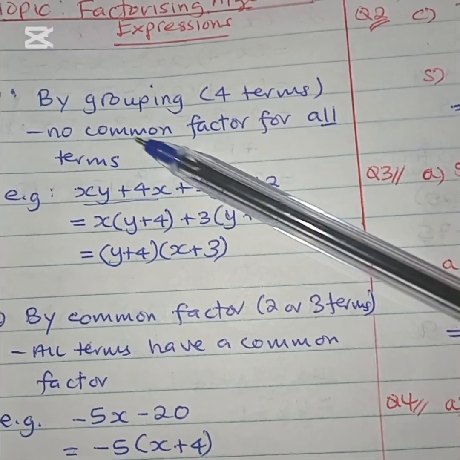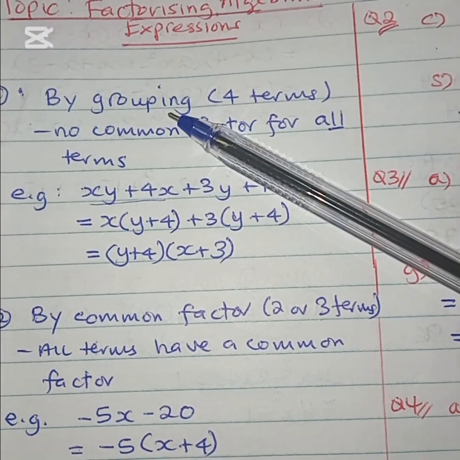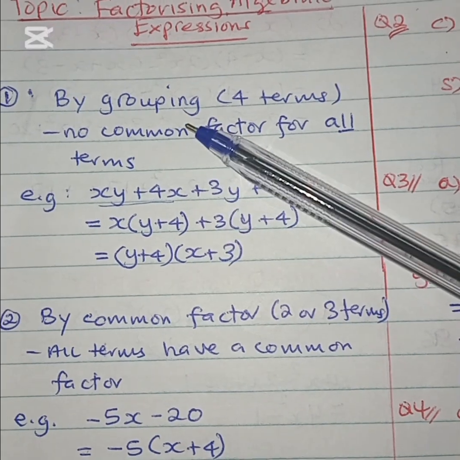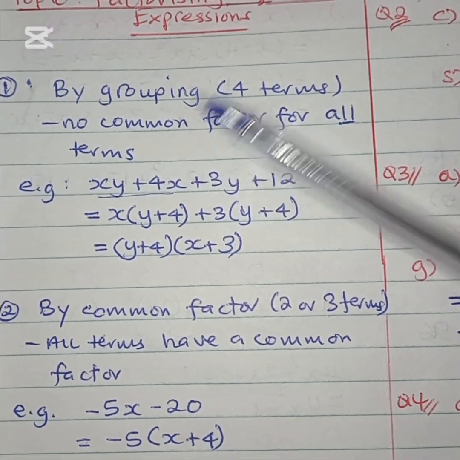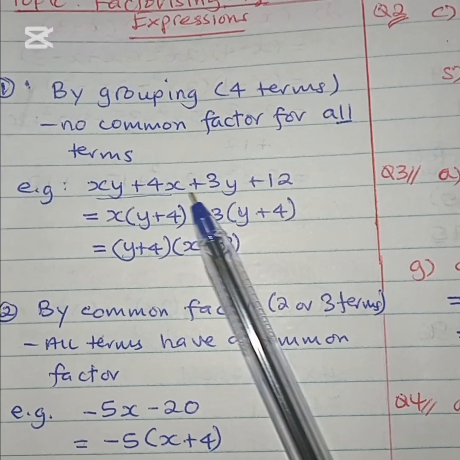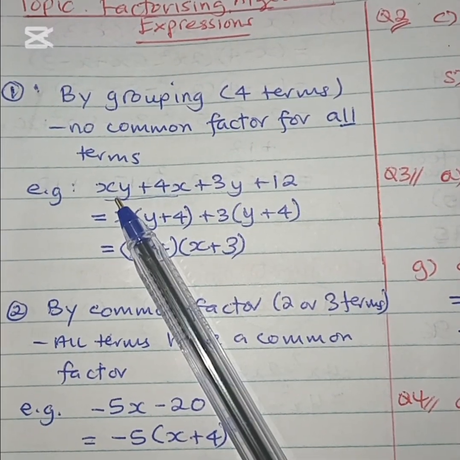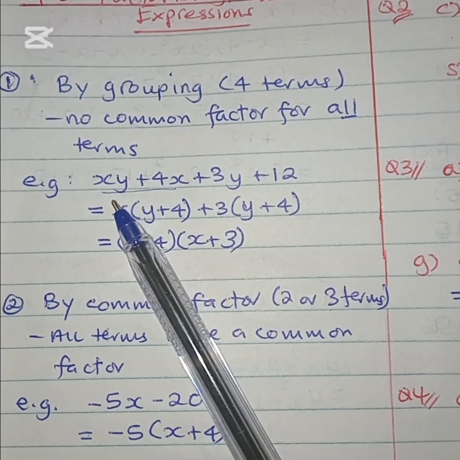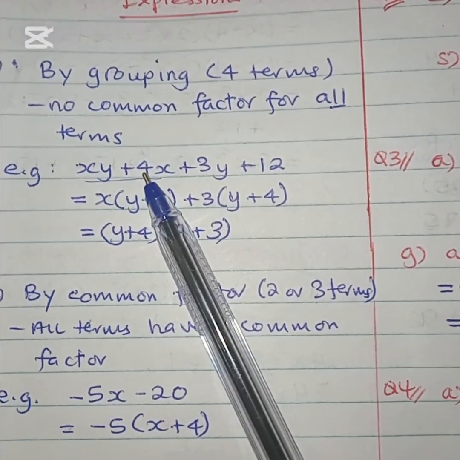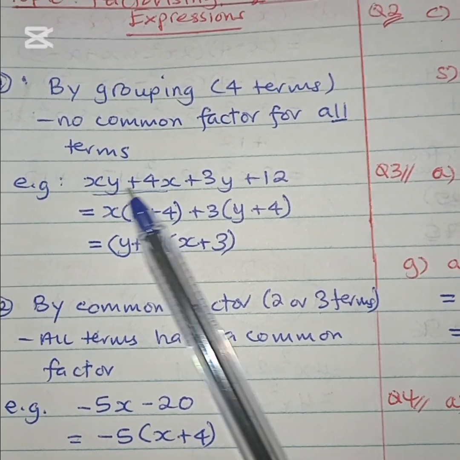When there is no common factor for all the four terms, what to do is you group them into ones that have common factors and then you factorize by group. So we have xy plus 4x plus 3y plus 12. And if you look at these first two terms, xy and 4x, they have x as their common factor.